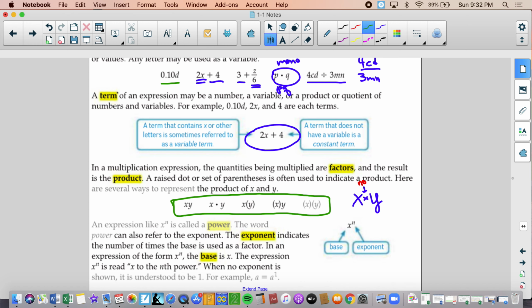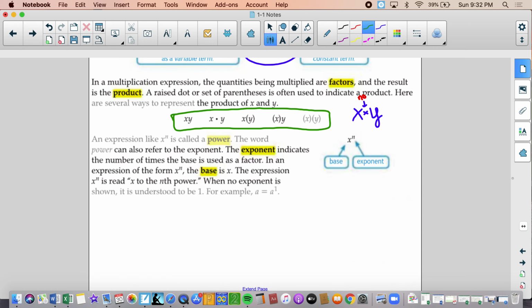An expression like x to the n is called a power. The word power can also refer to the exponent. The exponent indicates the number of times the base is used as a factor. In an expression of the form x to the n, the base is x. The expression x to the n is read x to the nth power. When no exponent is shown, it is understood to be 1. For example, a is equal to a to the first. So whenever we see just a variable, we know that there's an invisible 1 here.